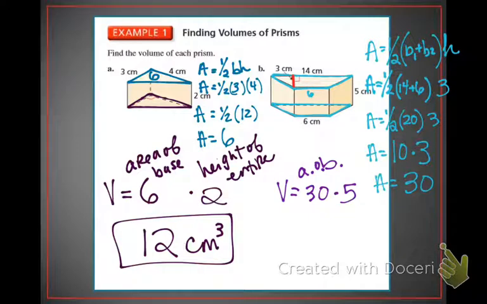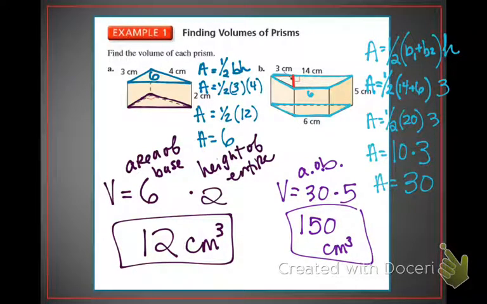The height of the trapezoid was 3, and it's on the trapezoid. The height of the entire prism was 5, and it's what separated the 2 trapezoids from each other. 30 times 5 is? Then centimeters cubed. That is the volume of the entire object. Questions? Comments?